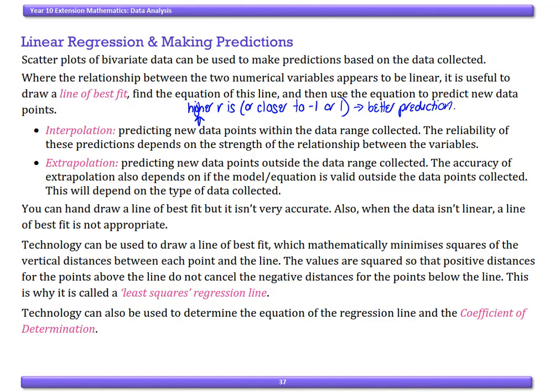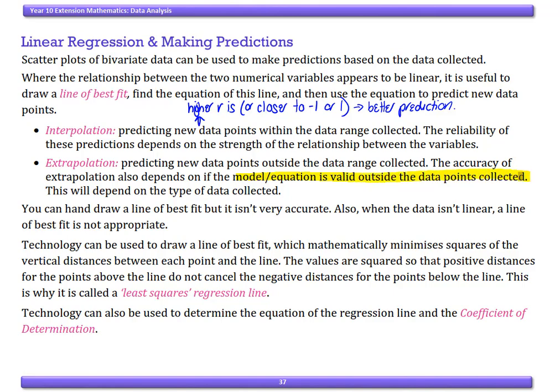Okay, if our R is quite low, then our prediction's not going to be very accurate. So it depends on the strength of the relationship. Now, extrapolation means we're predicting outside our data range. So if I wanted to use the data that I collected to predict how tall a 6-year-old is, I've got this equation from the data I collected, and I'm going to plug in the age of my 6 and see how tall they will be. That's an extrapolation because it's outside of my data range. Okay, so the accuracy of extrapolation depends on whether the model is valid outside the data points.